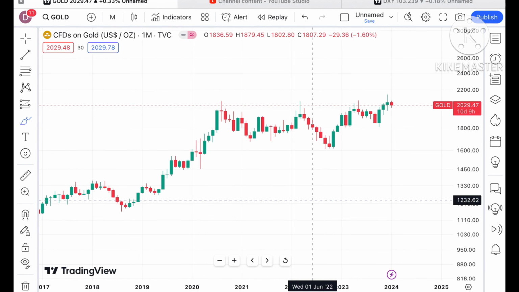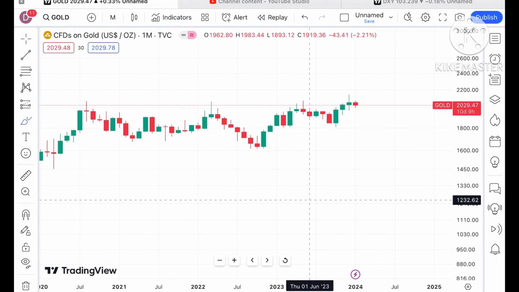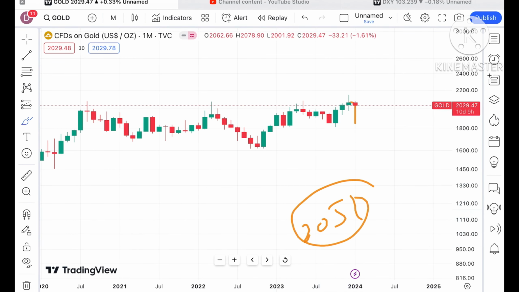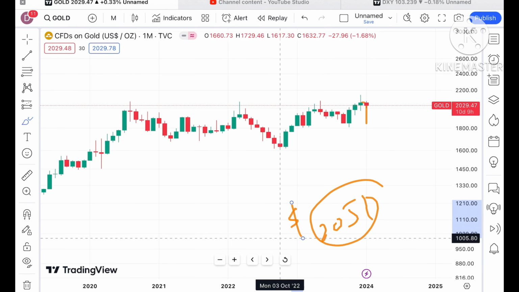Now it is trading at a level of $2,029, and if the price starts sustaining above a level of around 2051, we can see a further upside movement in the price of gold.